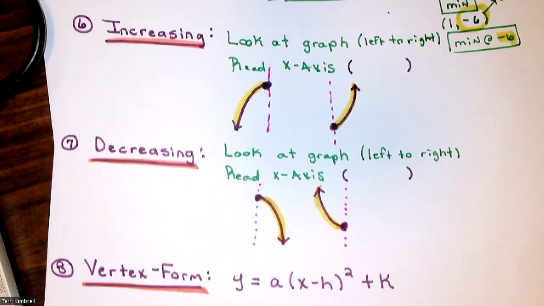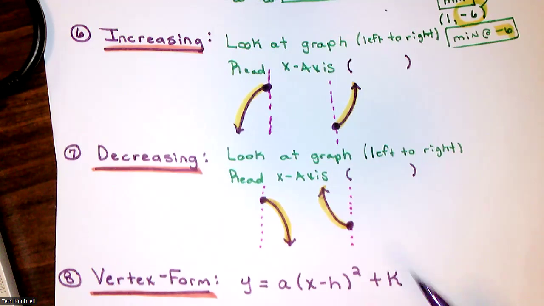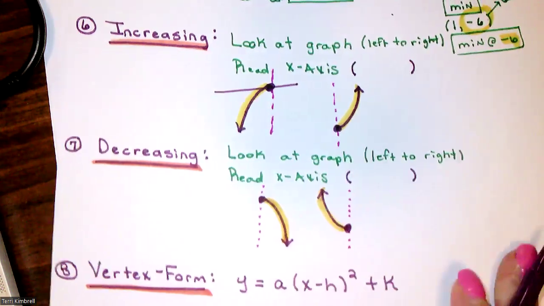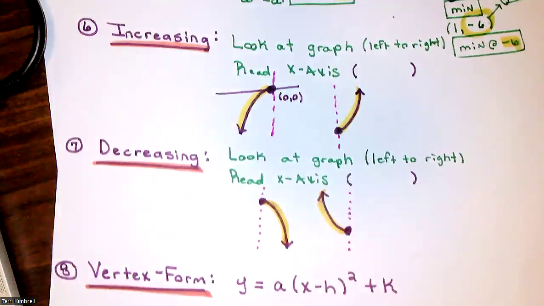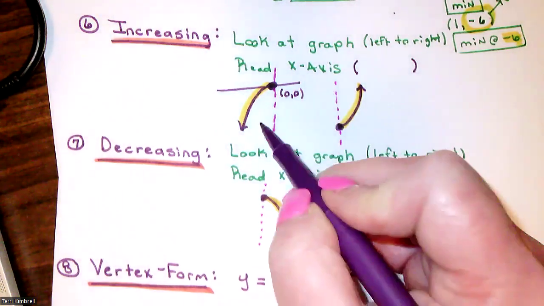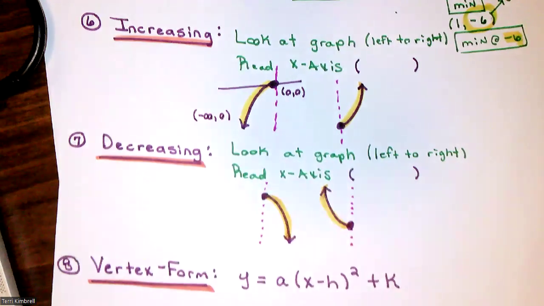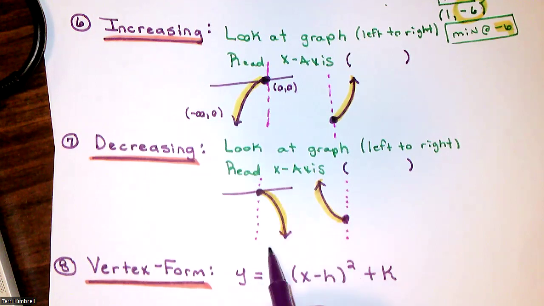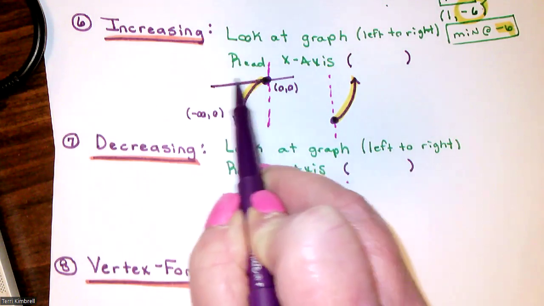Now, once you figure that out, you are then going to look at your vertex to figure out the increasing and decreasing intervals. So we'll say this is my x-axis, okay? And we'll just say this vertex is at (0, 0) to keep it the same for all. So this would be increasing from negative infinity to 0. If I come back over here, this would be decreasing from 0 to infinity. Remember, you're looking at your x-axis when you're doing those.